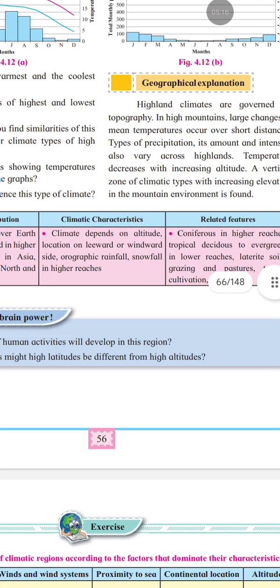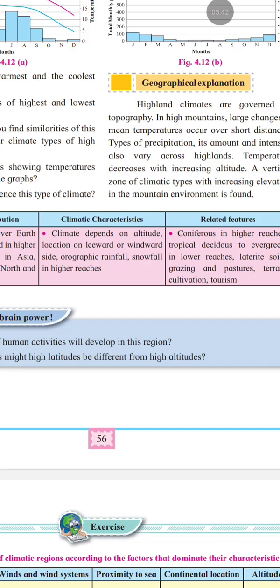Here, windward and leeward sides are also found. The climate also depends on whether a place is on the windward side or the leeward side of a mountain. The windward side receives moisture-laden winds and generally experiences more rainfall. The leeward side receives less rainfall because it lies on the sheltered side of the mountain.